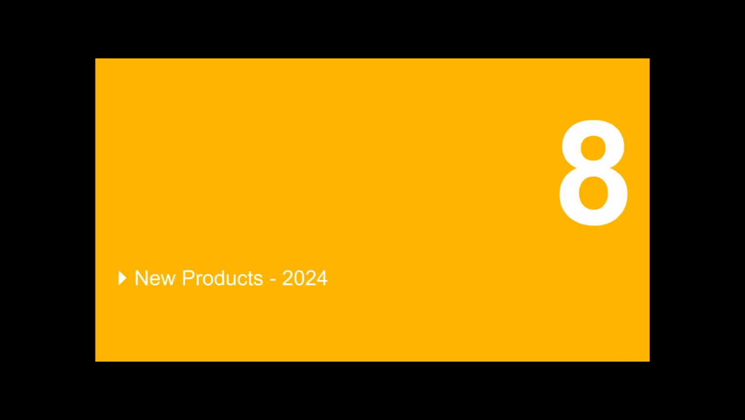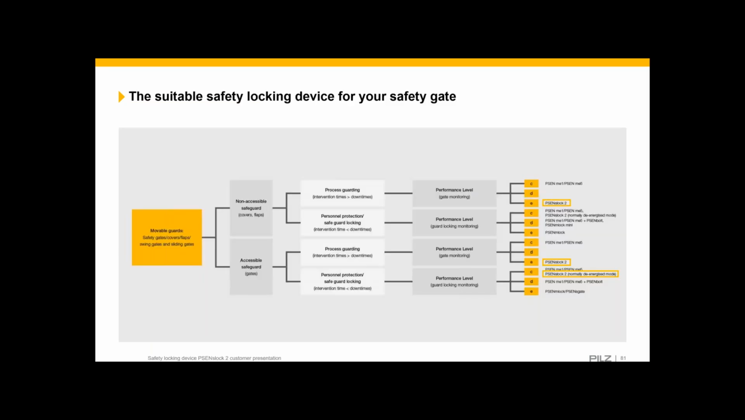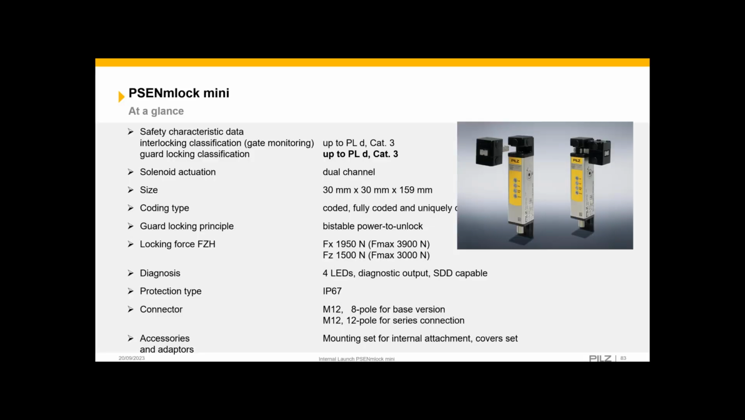Some new products that I mentioned for 2024: we have the release of our S-Lock 2 and our M-Lock Mini. The S-Lock 2 is generally used for process guarding, and our S-Lock Mini can also be used for process guarding and process guard locking too. So the PCN M-Lock Mini.